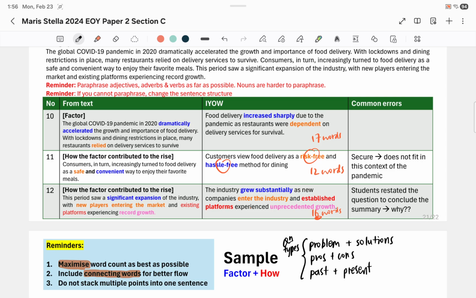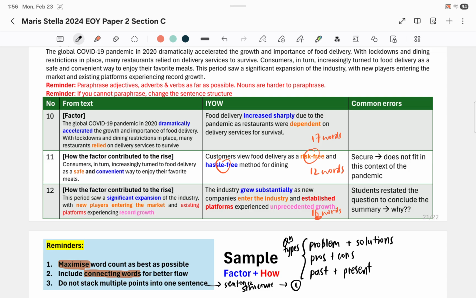Now, another thing that I really want you to stop doing is to stop stacking multiple points into one sentence. Just because it's a summary doesn't mean that everything has to be joined with a comma. That is also a sentence structure issue, and when it affects your sentence structure or the clarity, it's a language issue. So you'll definitely be penalized for doing this because it just makes your point harder to understand.